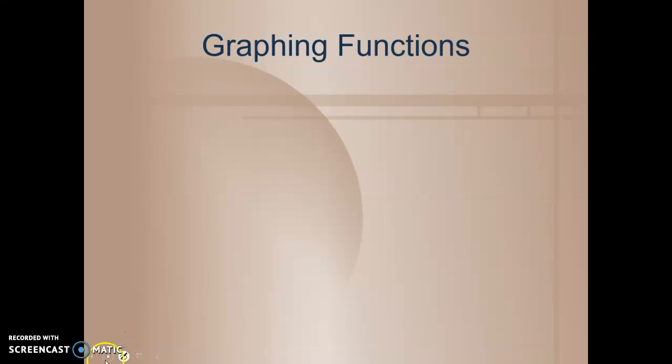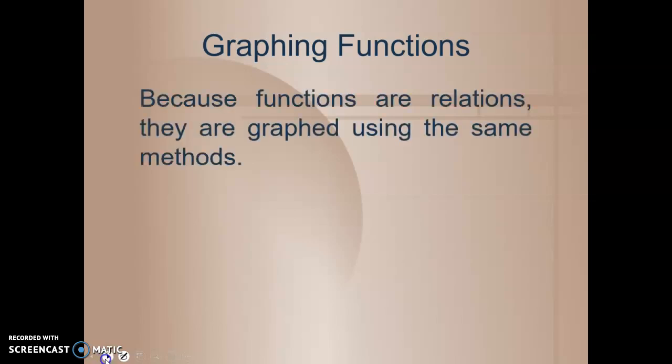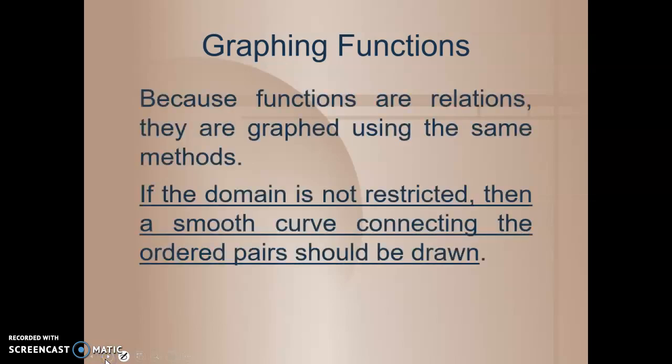Alright guys, this is a quick second part to 5.3. I ran out of time in the first video, so we stopped the first video for 5.3 right here. We were saying because functions are relations, they are graphed using the same methods. If the domain is not restricted, then a smooth curve connecting the ordered pairs should be drawn.